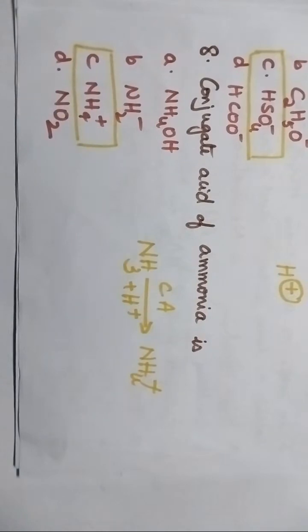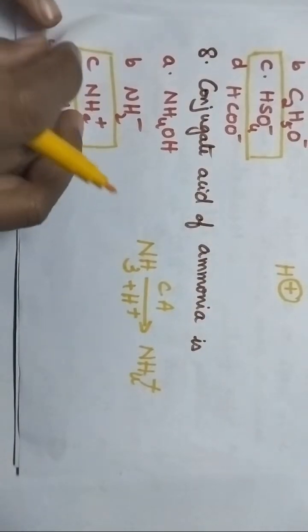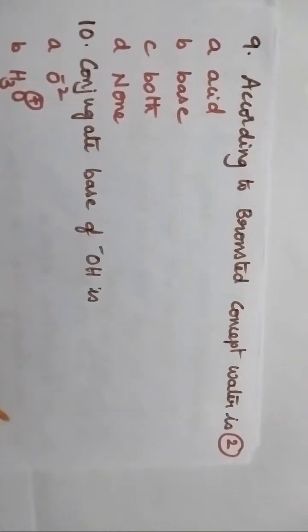One simple hint you always remember. What is that? When you are supposed to find out the conjugate acid, you just add a proton. If it is a conjugate base, you just remove the proton. That's it. Clear? Let us move on to the next question.